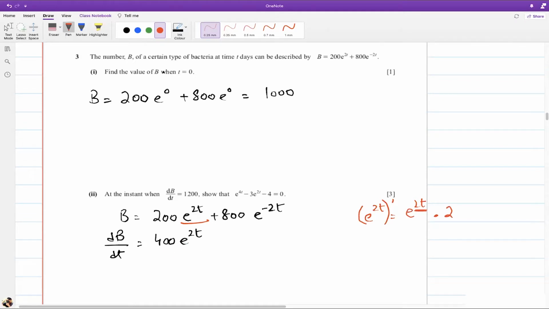So that's what I get here. Similarly, here I'll get minus 1600 e power minus 2t. Why? Because the derivative is minus 2 e power minus 2t. Okay, so I have that.